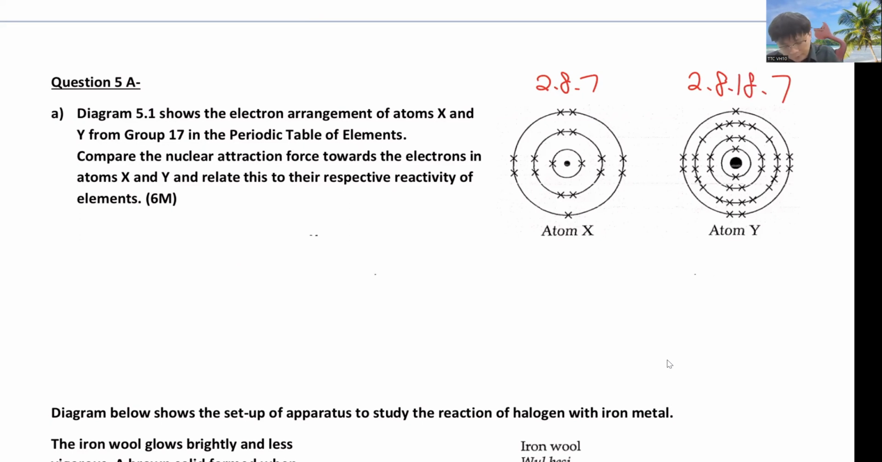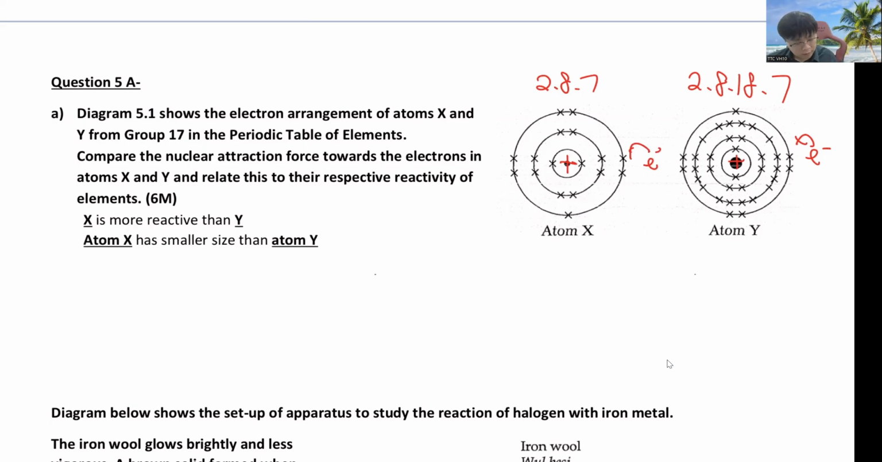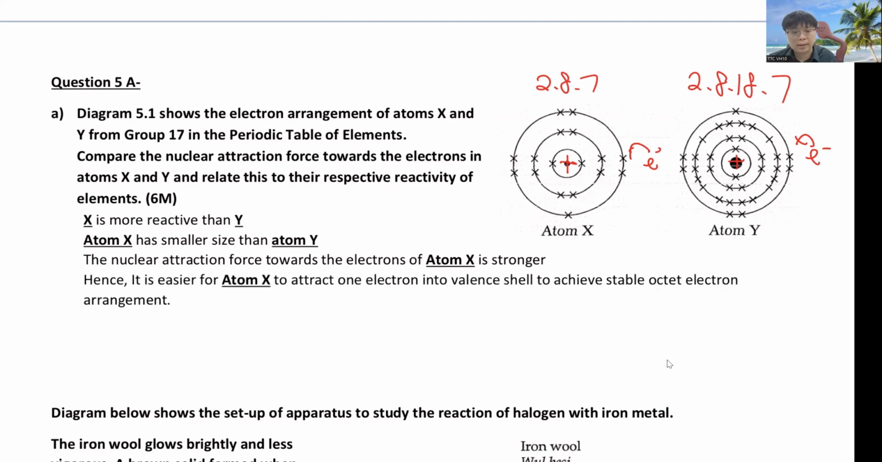So first, the bottom one here is actually bigger in size. Bigger size means harder to attract electrons, so the other is easier to attract electrons. So you can say X is more reactive because X is smaller in size. When the size is smaller, the nuclear attraction towards electrons is stronger. When stronger, it is easier for atom X to attract electrons compared to Y.